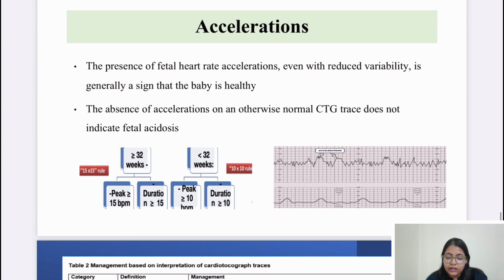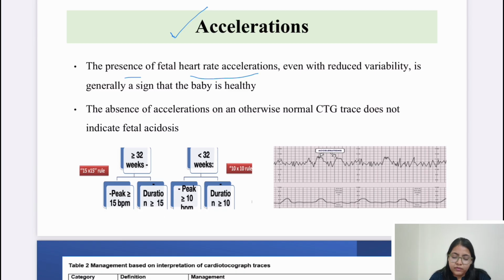Now acceleration. I told you acceleration per se is not a feature to categorize CTG, but to give your overall impression on CTG, you can take into consideration the presence or absence of acceleration. So the four features I have told you: contraction, what is white and what is amber feature; variability, again white, amber, red features; then baseline fetal heart rate, white, amber and red features; and decelerations, white, amber and red features. Now the additional factor is acceleration.